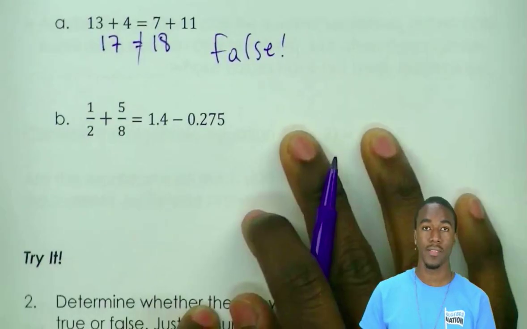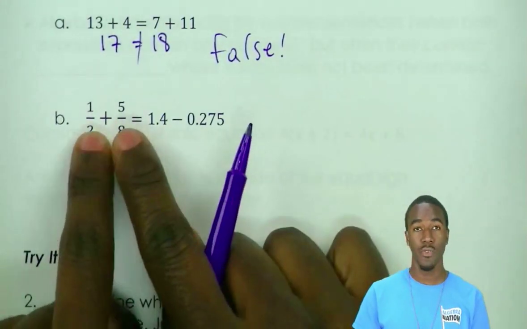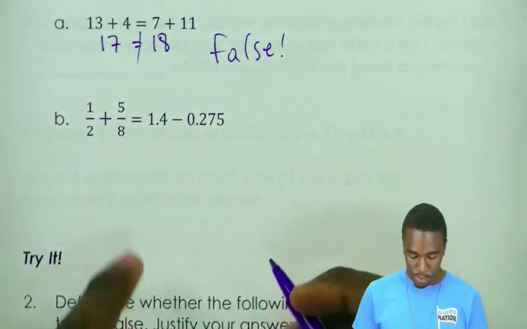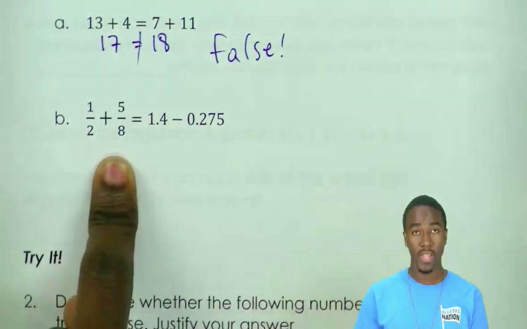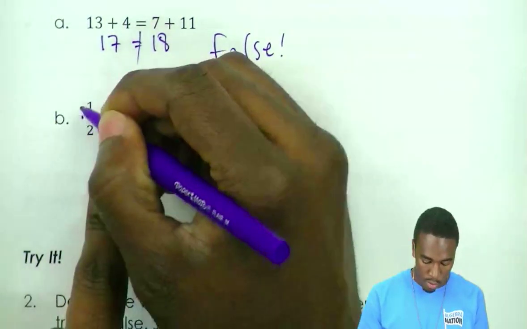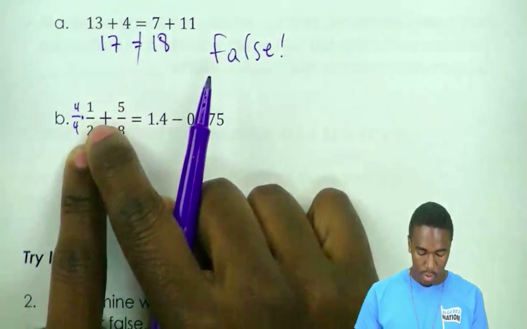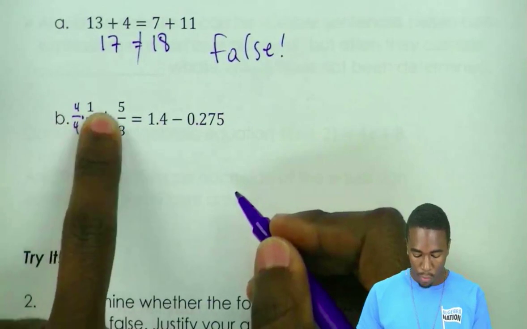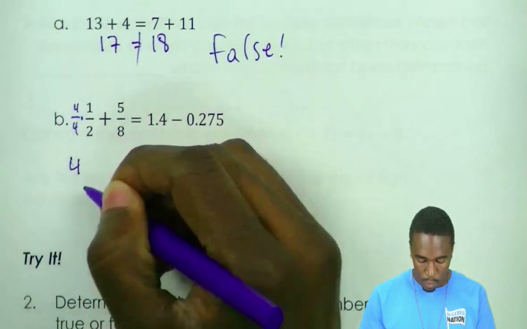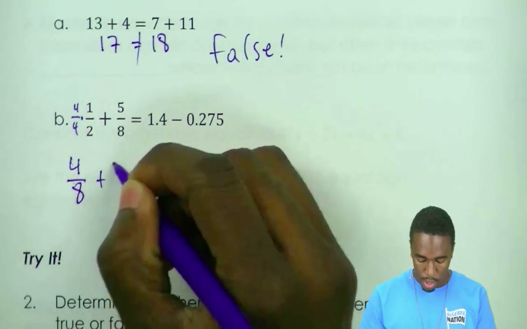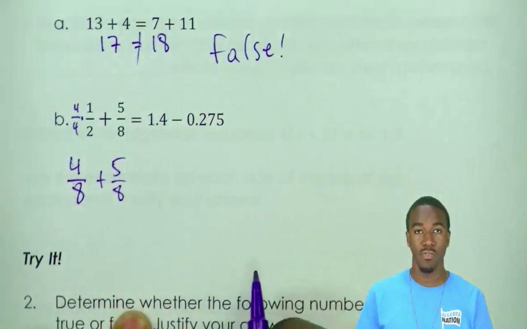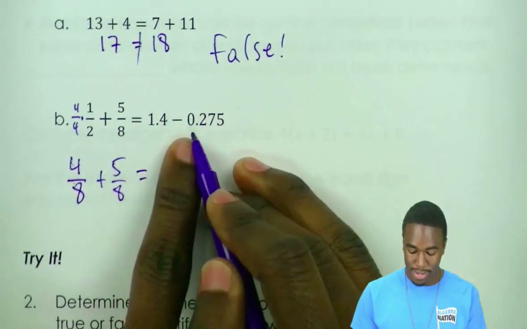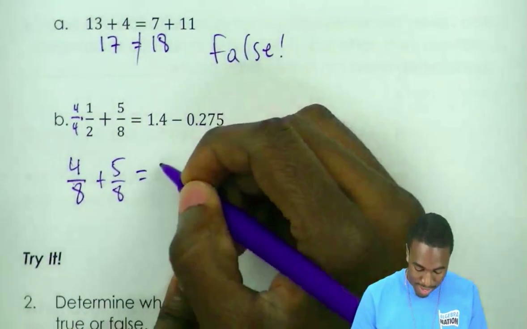All right. Next up. Here we have two fractions that we're adding. Is that going to be equal to these two decimals? So what I'm going to do is add the fractions on that side. To do that, I'm going to have to multiply this one by 4 over 4 to have a common denominator of 8. So now I know that 4 over 4 times 1 half is going to be 4 over 8 plus 5 over 8. Now I can add these two fractions, same denominator. Now, the math on this side, 1.4 minus 0.275, is going to leave me with 1.125.